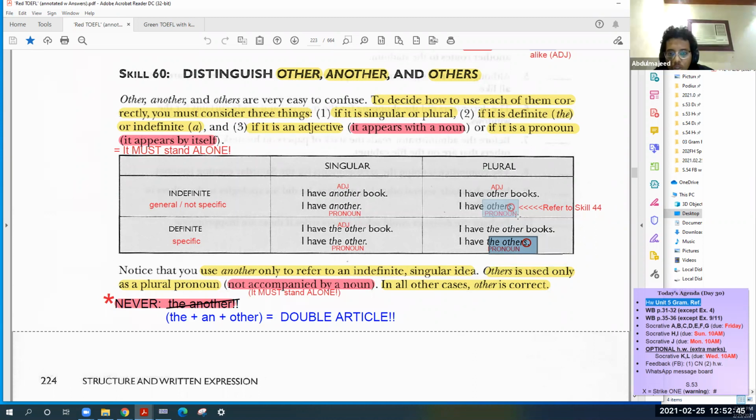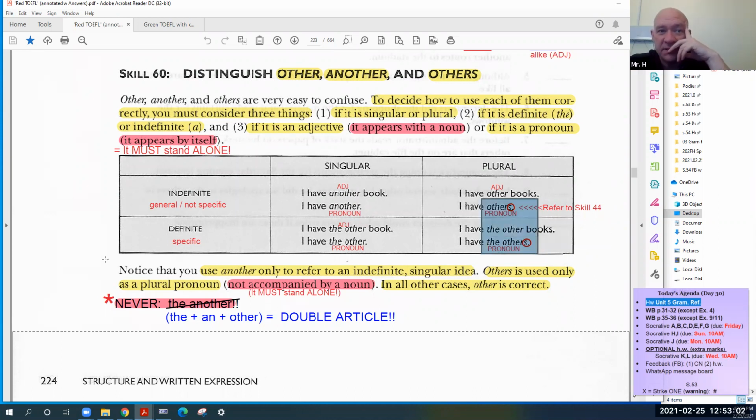Indefinite, without that. Above, it's not specific. General, right? It's general, not specific. And below, specific. It's specific. Okay, do you understand?